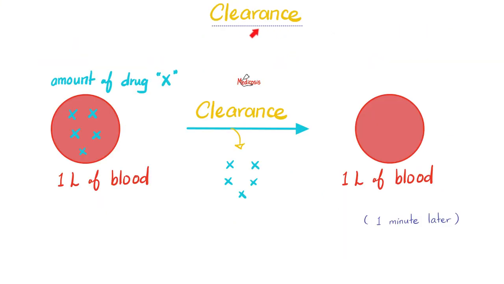What is clearance? Clearance is not referring to the drug. It's referring to the plasma, the volume of plasma that I will clean for you of any drugs. Here is 1 liter of blood. It is dirty. It has drugs in it. Okay, give me some time. I will clear it and clean it and give you some clean blood 1 minute later. Therefore, what's the clearance here? 1 liter has been cleaned in 1 minute. So it's 1 liter per minute.